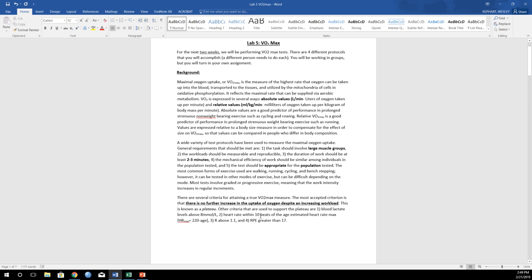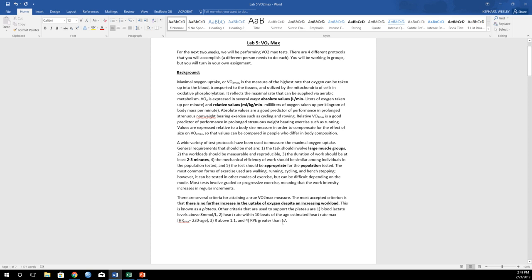Another thing which we actually will measure today: heart rate within 10 beats of age-estimated heart rate max. If you don't know how you predict your heart rate max, it's just 220 minus your age. So if you're a 20-year-old, then 220 minus 20 is 200, so we predict that your max heart rate would be around 200 beats per minute. Next, an R value above 1.1. If you remember from last week, the ventilatory thresholds, then you should be huffing and puffing at the end.